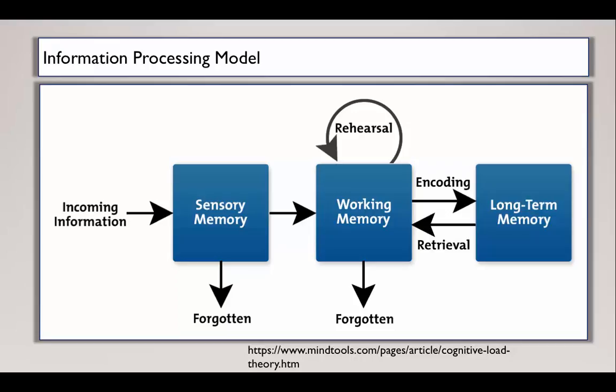As you can see in this diagram, in sensory memory and working memory, there is potential for discarding the information, which equates to forgetting. Also in this model, the strength of encoding the information in working memory is strengthened by rehearsal.